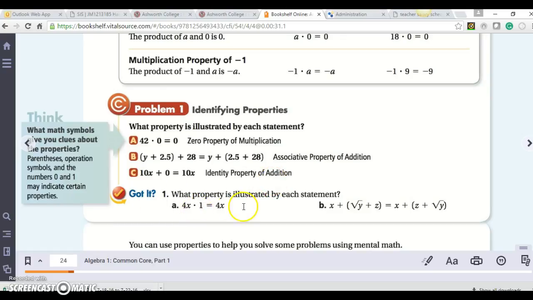So let's look at the next one. It says what property is illustrated by each statement. 4x times 1 equals 4x. So I'm just getting this 4x back again. So this is the identity property of multiplication.